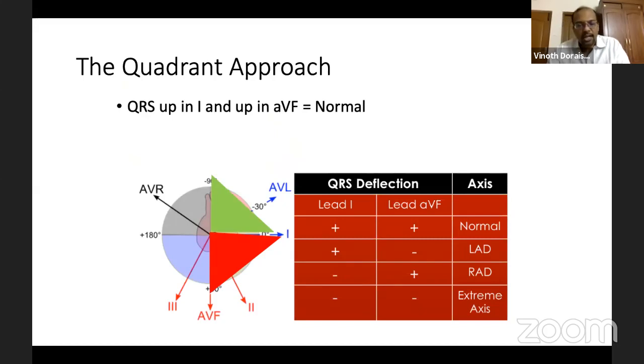If lead 1 is negative and lead AVF is positive, it will be a right axis deviation, that is the right lower quadrant, and if both are negative, it is the no man's land or the extreme axis deviation. So this is a quadrant approach. But if you want to know the exact axis, like the axis is 60 degrees, or the axis is 75 degrees, then this method is not enough.